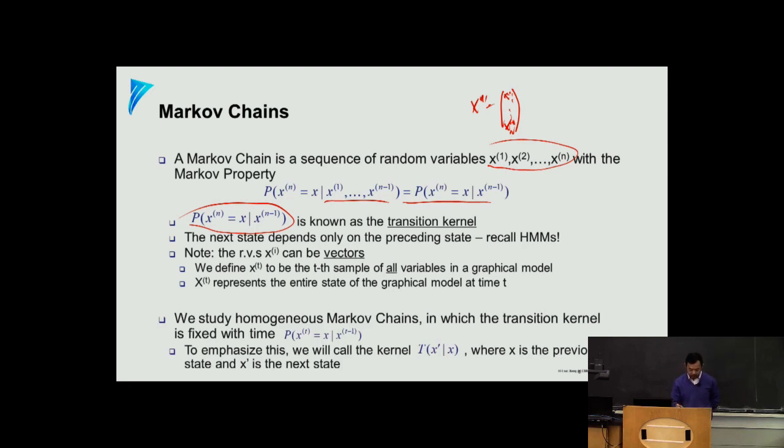And also, we are going to assume that this transition kernel is homogeneous. Okay, it's a homogeneous Markov chain, meaning that the transition probability isn't changing over time. Okay, and therefore we can simplify the notation a little bit and directly call it T of x prime given x. It's a transition kernel. Okay, it is invariant.